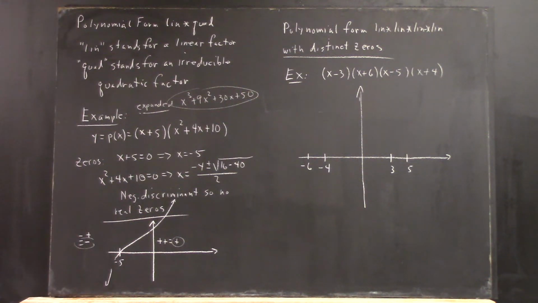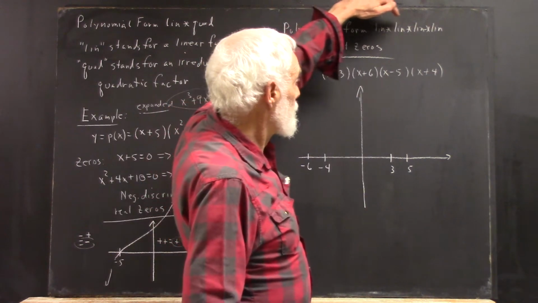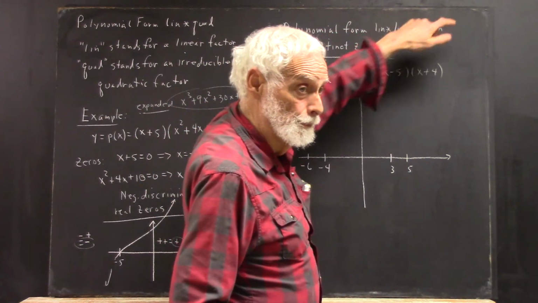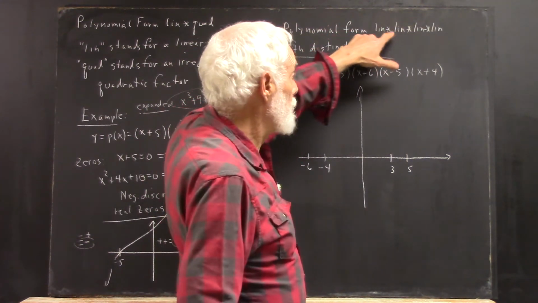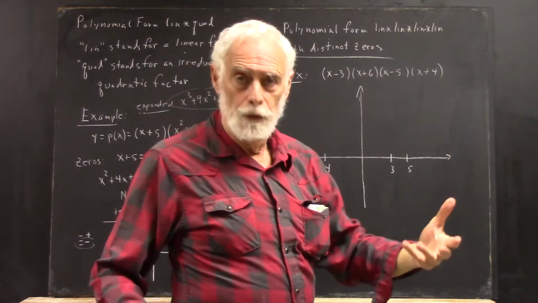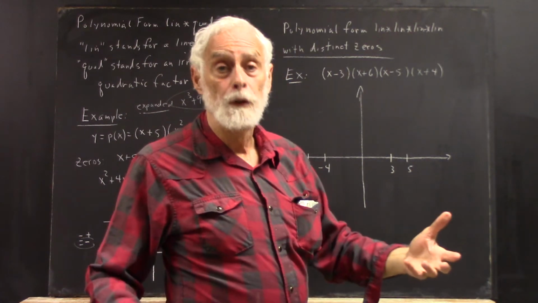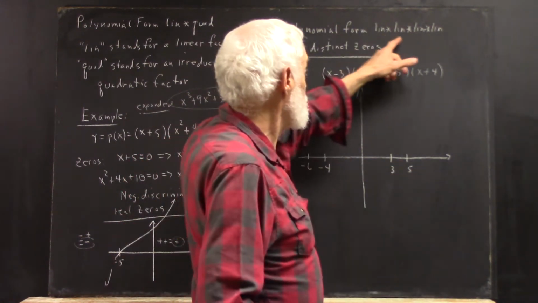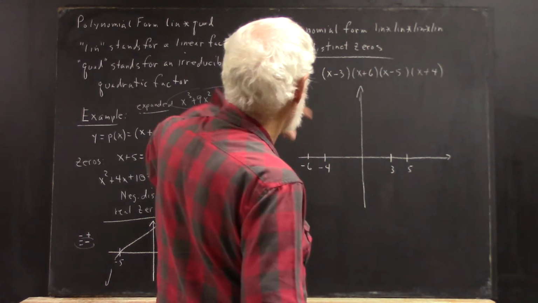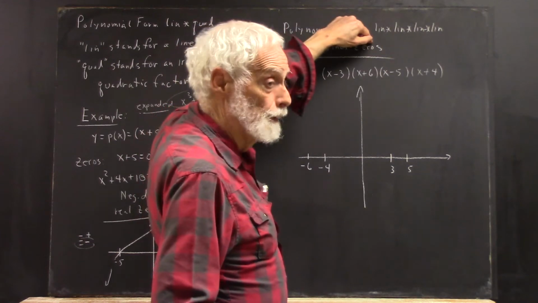Now we want to think a little bit about polynomials of the form linear times linear times linear times linear. Now, if you have a bunch of linear factors, two of them could be the same. So you could share a zero. Now, we've already seen what you do with that, but we're not going to consider that possibility right now. We're going to consider only a function with distinct zeros.